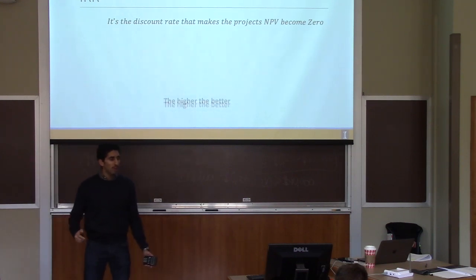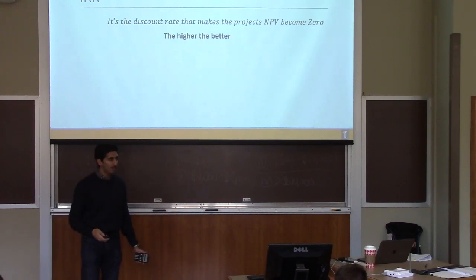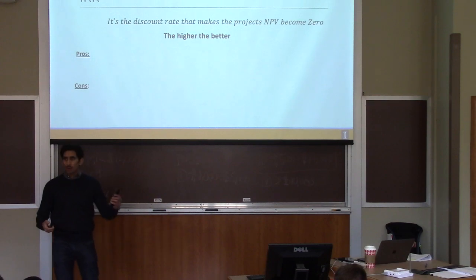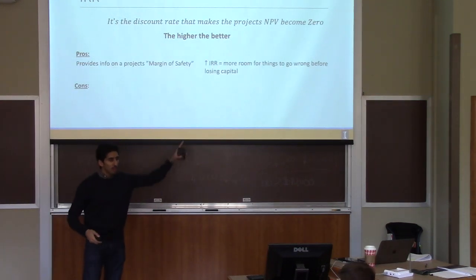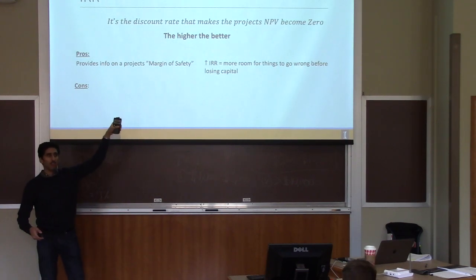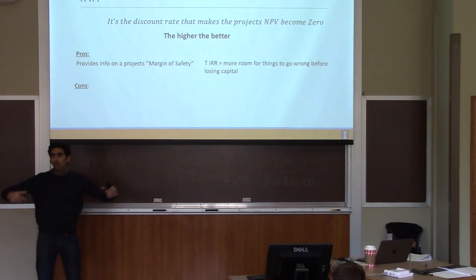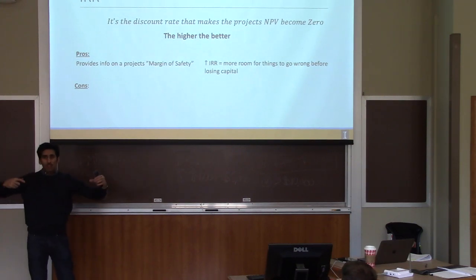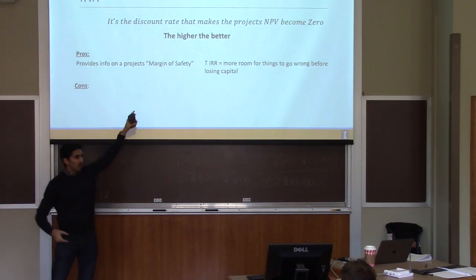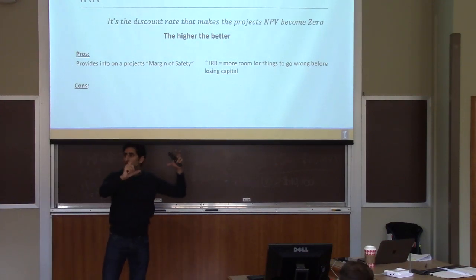All you have to know now is the higher the better. The higher the IRR, the better. There are pros and cons to this. The main benefit of the internal rate of return is it shows you how much the margin of safety is of this project. Okay? Usually we look at the projects based on NPV. If we have two projects with a similar NPV, we look at the internal rate of return. The one with the higher IRR means it has a higher margin of safety.